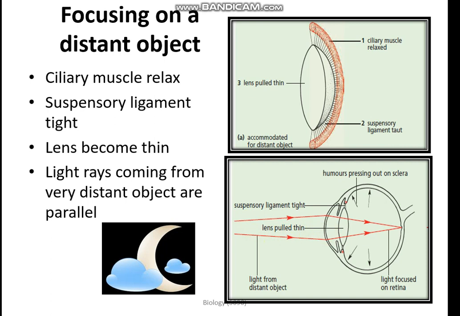Once the light rays pass through the aqueous humor, your ciliary muscles over here will relax. You can see these are the ciliary muscles. This is the magnified image of this portion. The ciliary muscle is relaxed, the suspensory ligament is taut or tight, and the lens will be thin, and as a result the light rays will be refracted onto the retina where the image is formed. So this is how you see when you're looking at distant objects: your ciliary muscles will be relaxed, your suspensory ligament will be tight, and the lens will be thin.